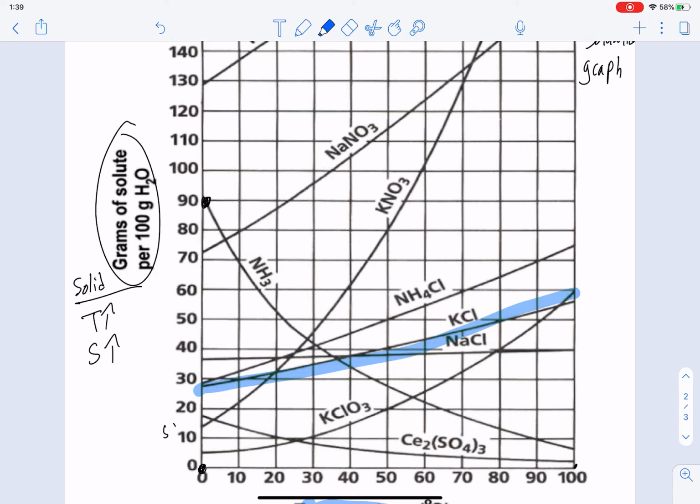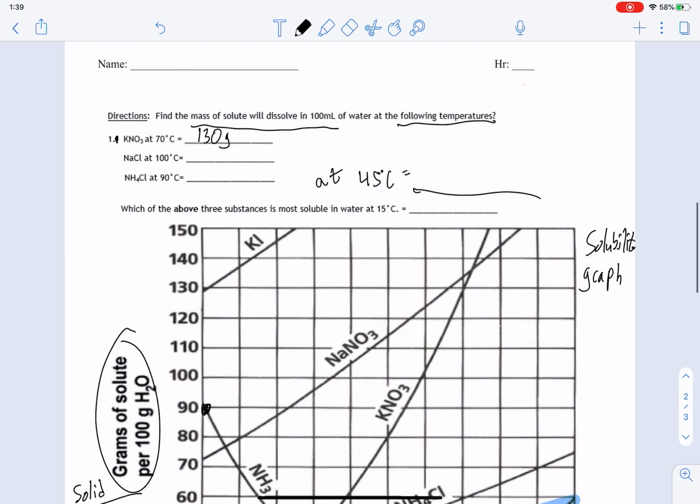And we can see at 100 degrees Celsius that, if we go over, kind of want to try to see if we can get this straight. It looks like it's around 52 to 53. And that's what we will put in here.